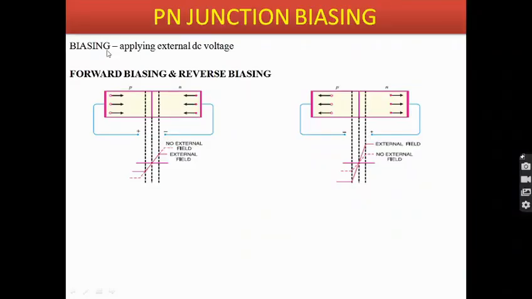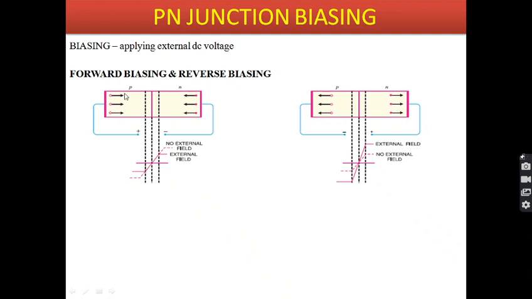Now let us see the working of the PN junction biasing. Biasing, in electronics language, is applying an external DC voltage in order to achieve certain operating conditions. Depending upon the polarity of the applied voltage, this biasing is classified into forward biasing and reverse biasing.